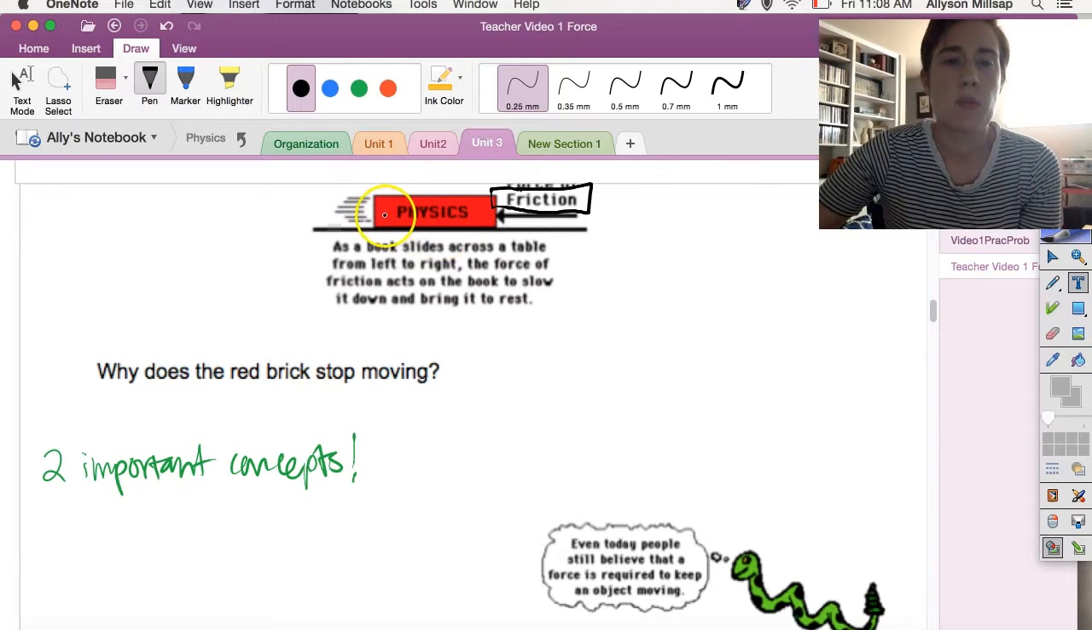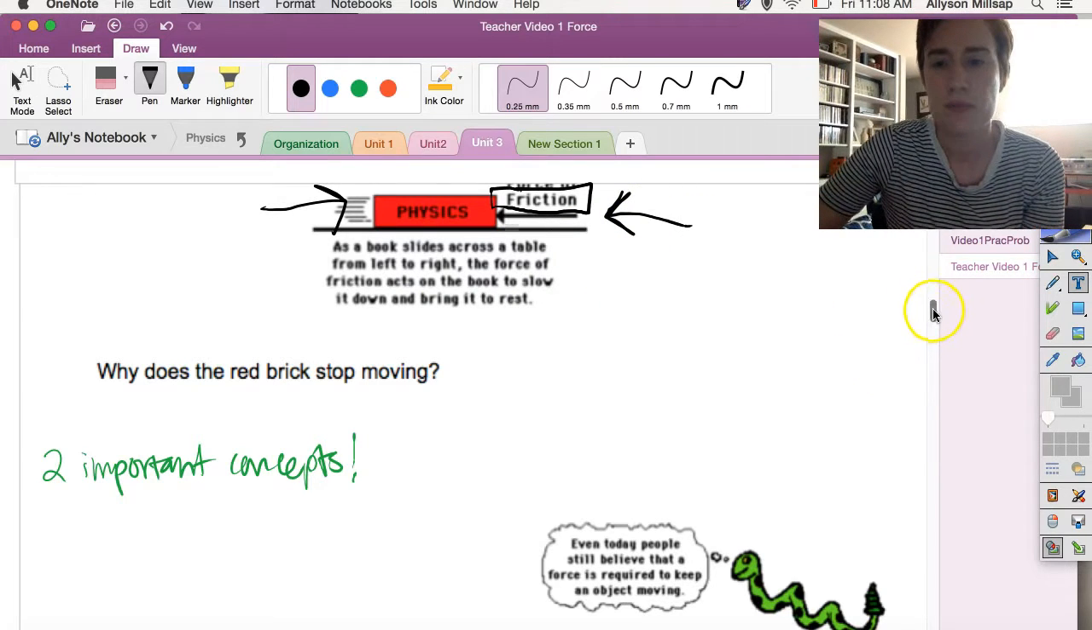Here's our physics book, okay? And if I pushed it this direction, it's moving this direction. Why does it eventually slow down? Well, it says right here, the force of friction acts on the book to slow it down and bring it to rest. So friction actually goes opposite of our movement and slows it down.